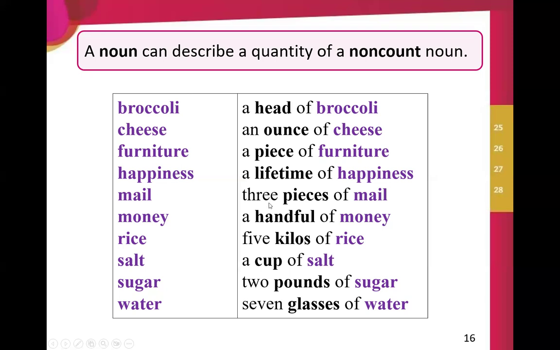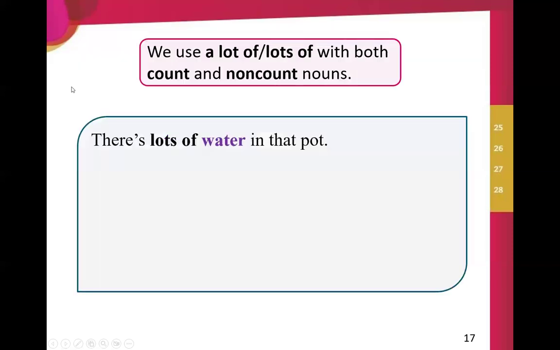Mail, we can use 3 pieces of mail. Money, we can use a handful of money, like the full of your hand. Rice, we can use 5 kilos of rice. So these words are quantities. Salt, we can use a cup of salt. Sugar, we can use 2 pounds of sugar. Water, we can use glasses or bottles and so on. So these words are quantities, containers. We can count the containers. We cannot count non-countable nouns now.